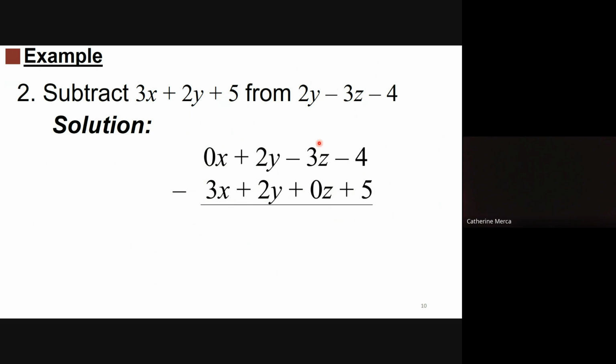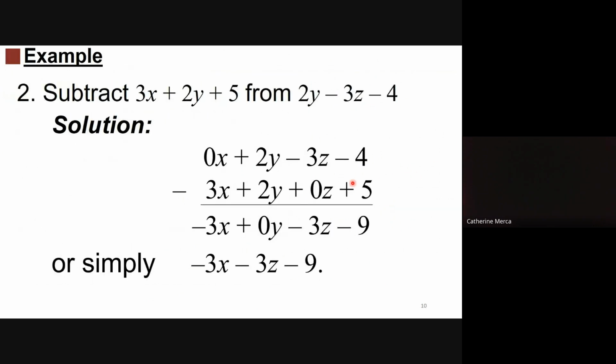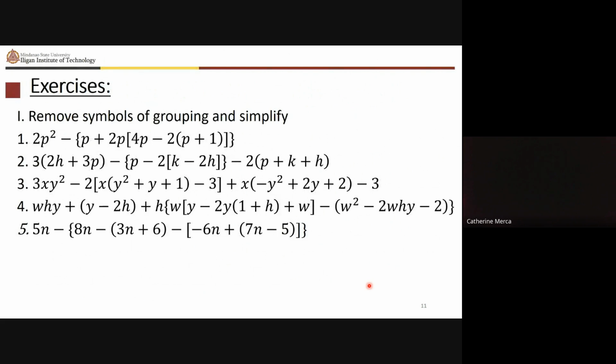So this should give us negative 3x. This is 0, minus 3z, plus 0, so minus 0. Then this is minus 4, minus 5, so minus 9. Minus 3x plus 0y minus 3z minus 9.